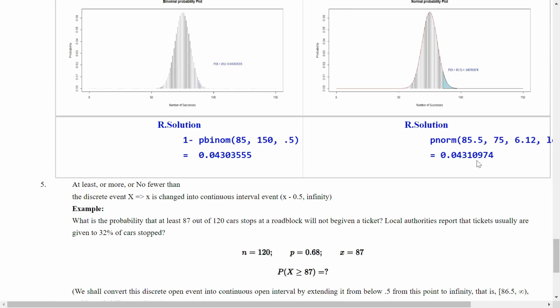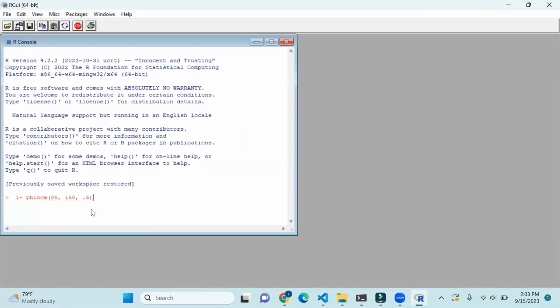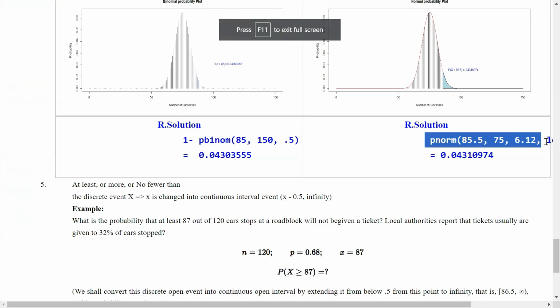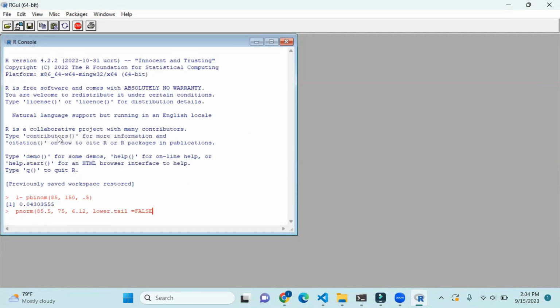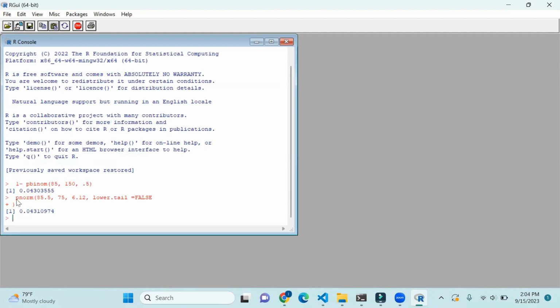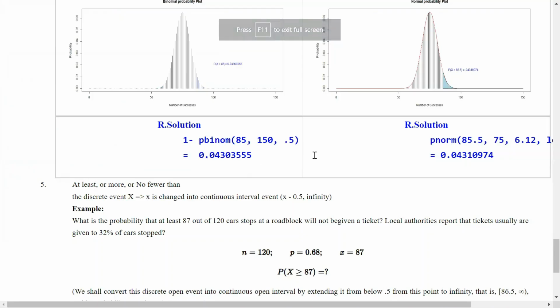Both the R solutions are given here. First, copy the binomial command and paste at the R console, and we get the result printed here. Next, copy the normal command and paste at the R console here and get the result printed here. We see here the results match up to the third place of decimal.